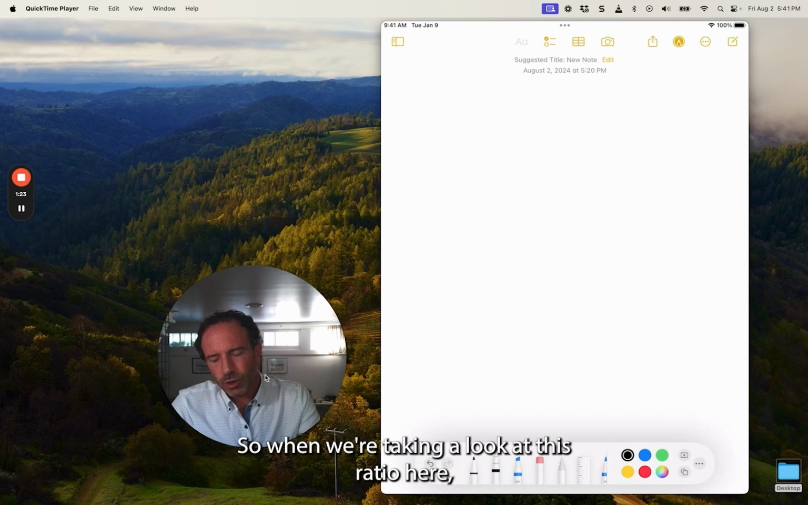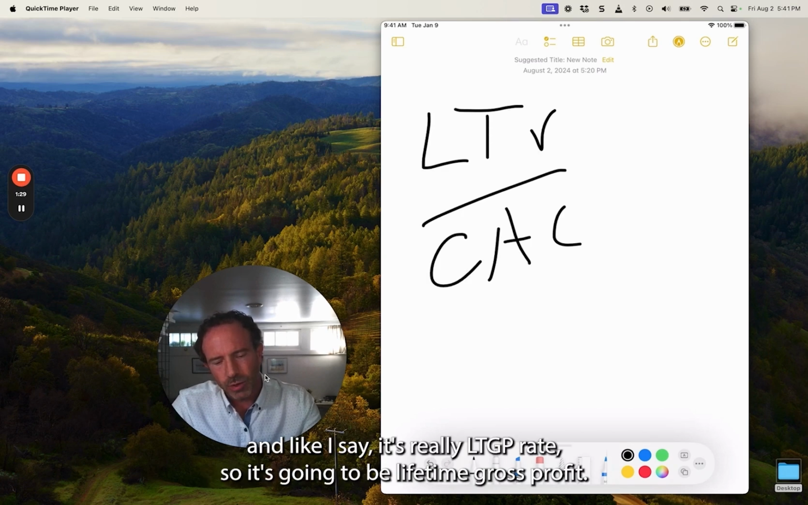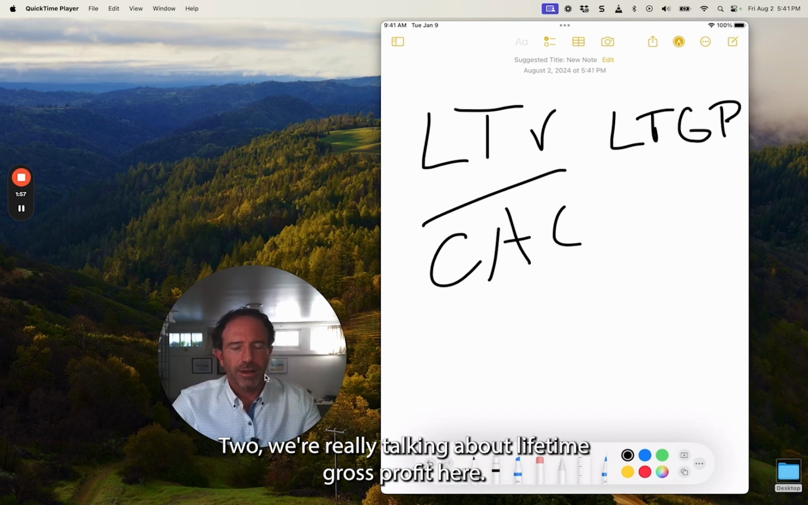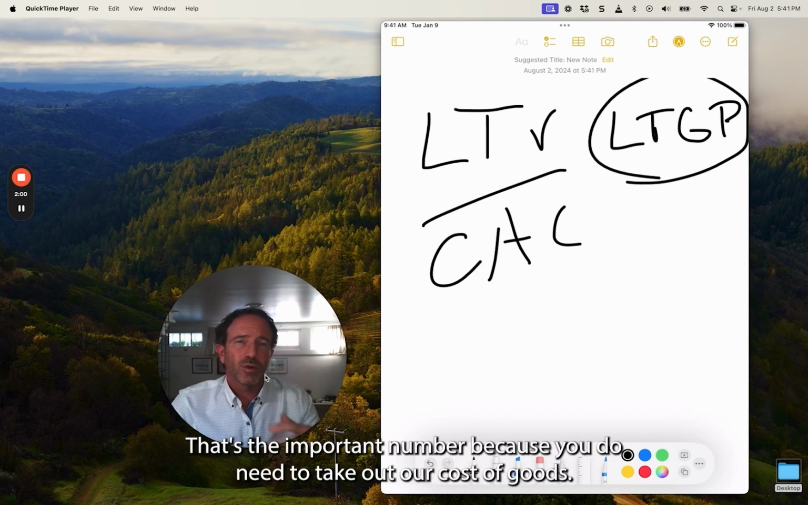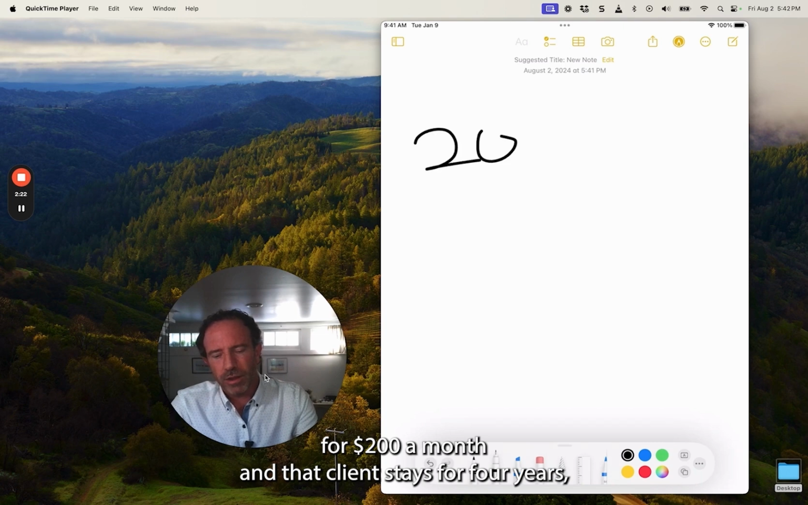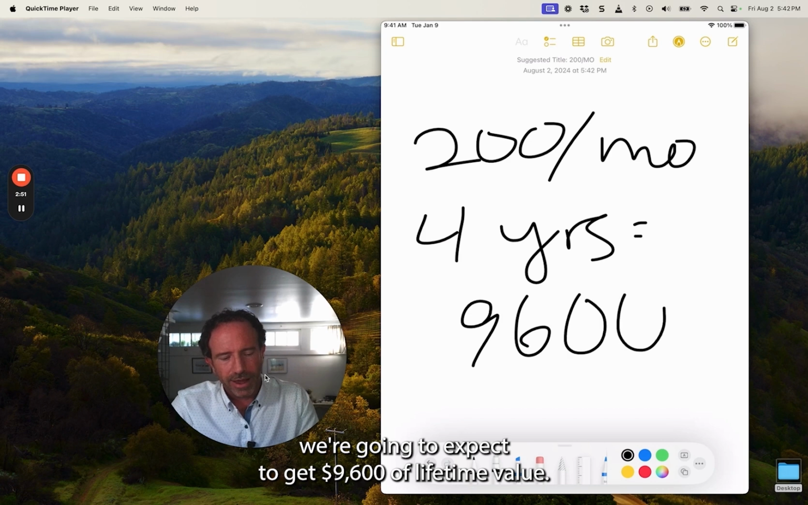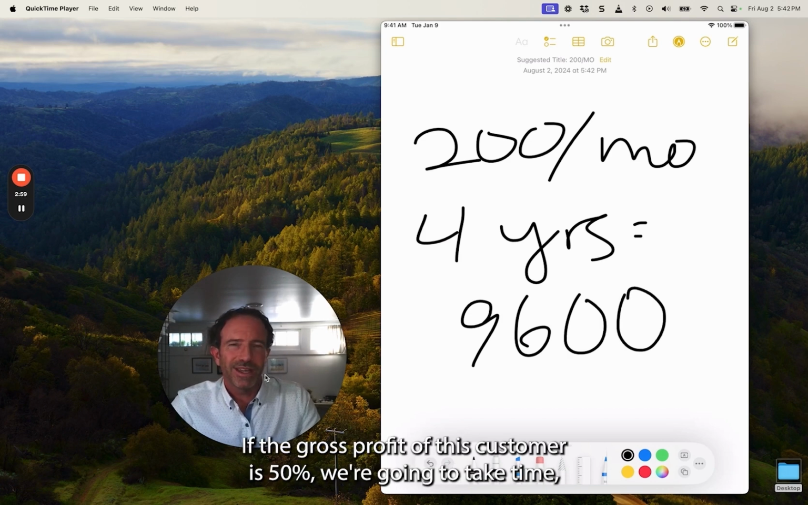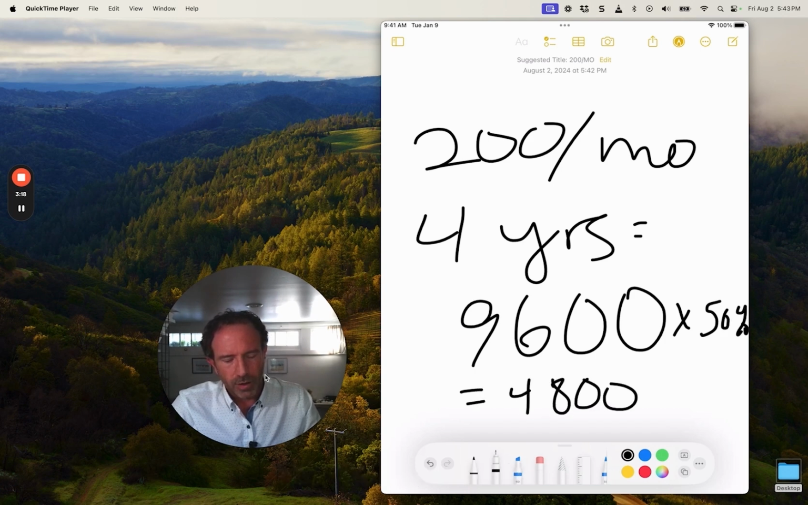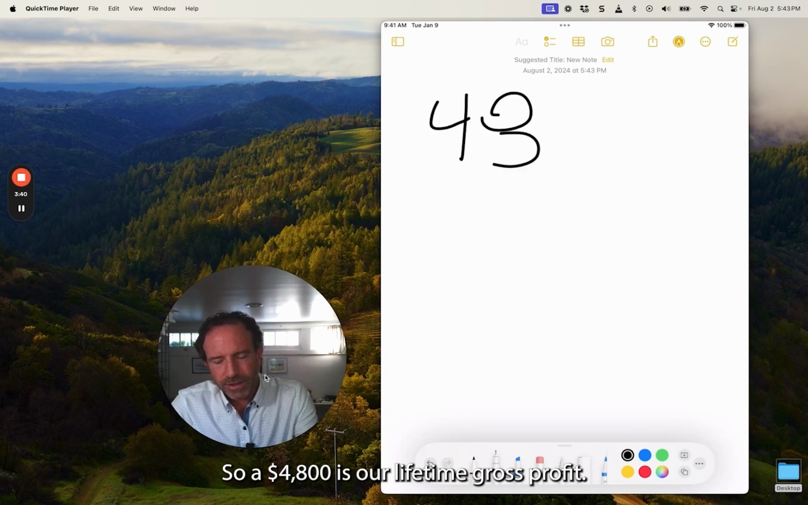So when we're taking a look at this ratio, LTV divided by cost to acquire a customer, like I say, it's really LTGP, lifetime gross profit. That's the important number, because we do need to take out our cost of goods. So for instance, if a landscaper gets a new client for $200 a month, and that client stays for 4 years, we're going to expect to get $9,600 of lifetime value. If the gross profit of this customer is 50%, we multiply by 50%, which equals $4,800. And this is your lifetime gross profit.